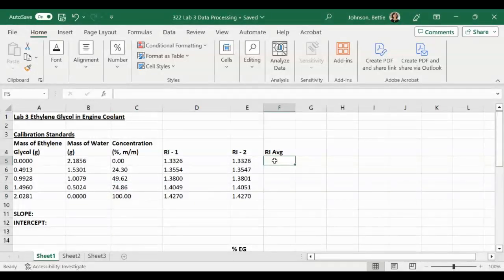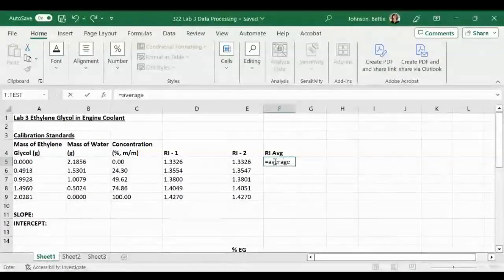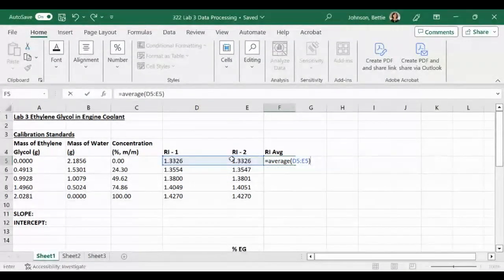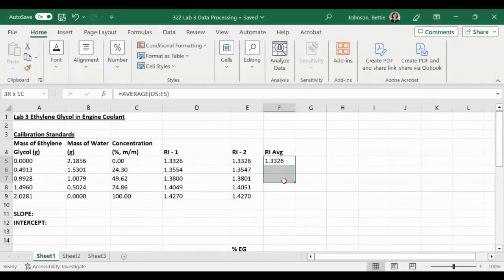Next, we're going to calculate the average refractive index for both of the standards. So I'll hit equals average, and then I'll select the two values that I want to average, close the parentheses, and hit enter. So that's the average of the first two refractive indices. And same as before, to apply that formula to the cells below, I'll click, drag, and highlight the cells, and then hit Control D, as in dog. It's going to fill that formula down.